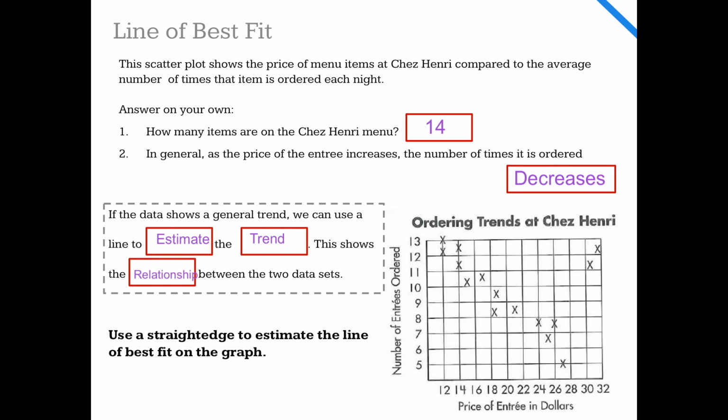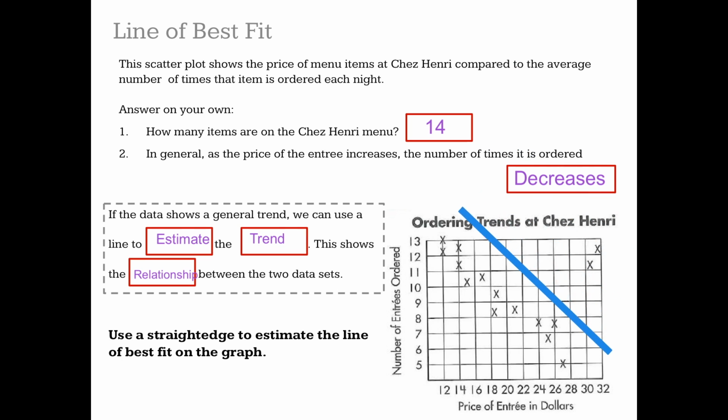So we can use a line to estimate the trend and show a relationship between these two data sets. Now you're going to use a straight edge to estimate the line of best fit. We're going to draw a line that gets the most number of X's on it, some a little bit above, some a little bit below, and we call this the line of best fit.